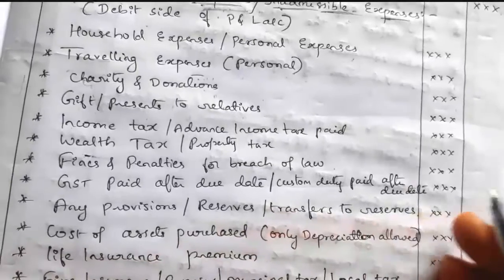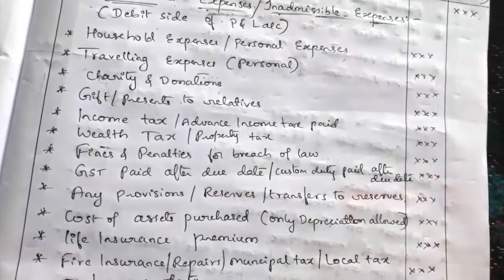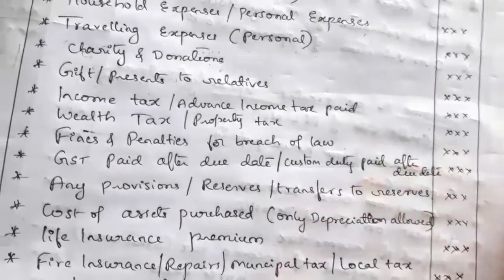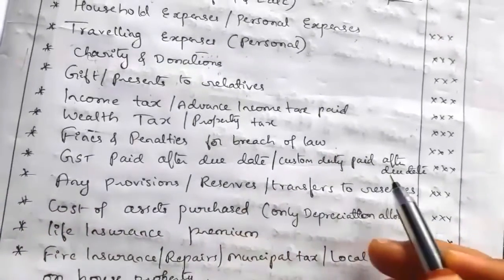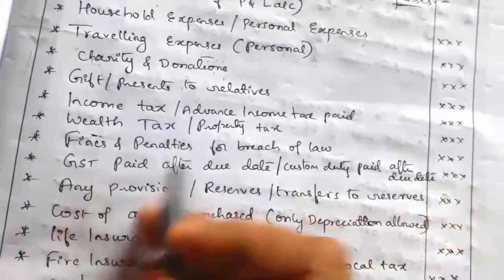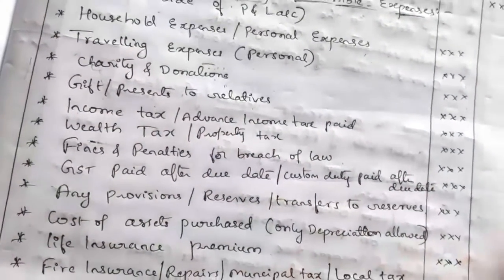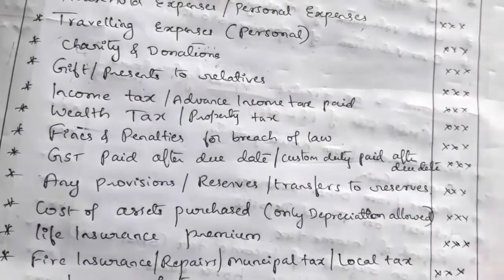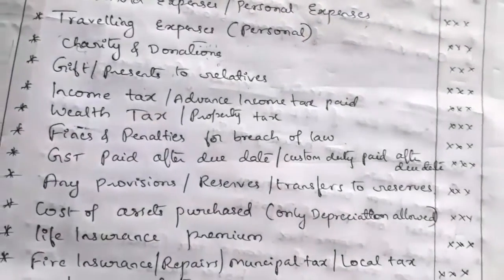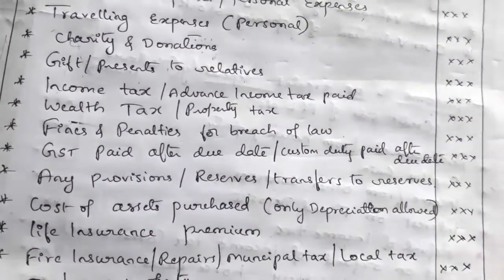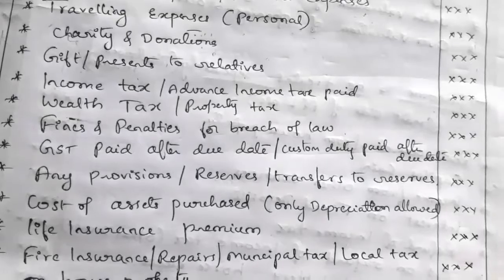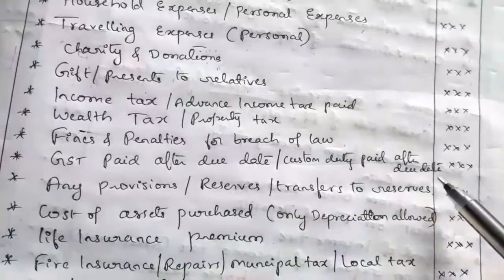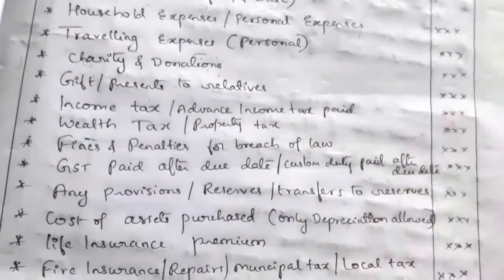Then fines and penalties for breach of law. Fines and penalty for breach of law means because of his own mistake he has to pay these fines and penalty for the breach of law. So this is disallowed. Then GST paid after due date or customs duty paid after due date. GST paid or customs duty paid on goods and services is relating to business. GST and customs duties are indirect taxes. They are paid on goods and services. It is relating to business. So GST paid and customs duty paid is allowed, but if GST is paid after the due date or any customs duty paid after due date, then it is disallowed. So we have to add it back.